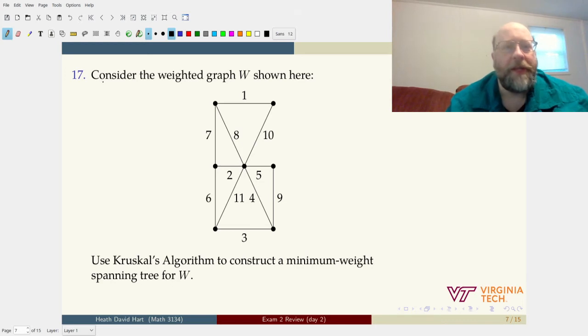So number 17, let's look at this graph here. We want to use Kruskal's algorithm to construct a minimum weight spanning tree for W. All right, so what we want to do here is start by picking the smallest possible edge. And so that's going to be the edge of weight 1. So I'm going to label some vertices here, A, B, C, D, E, F, and G. All right, so using Kruskal's, we're going to add the edge with weight 1 from A to B.